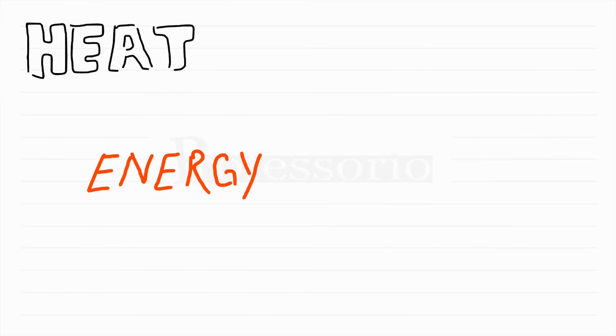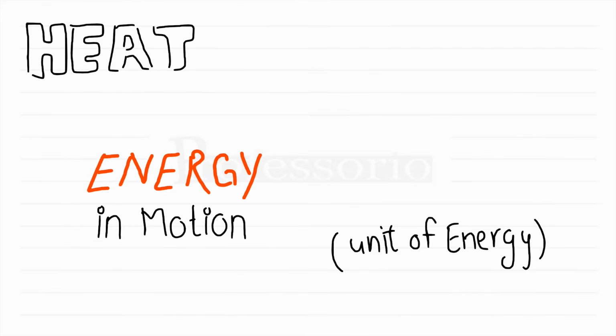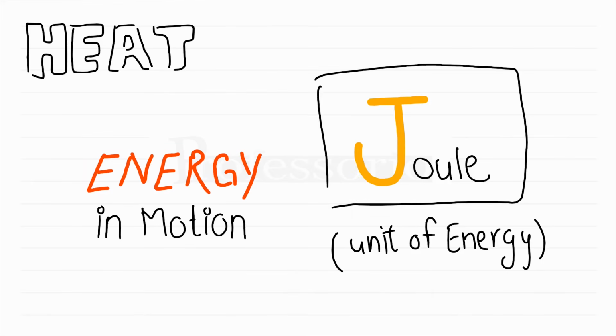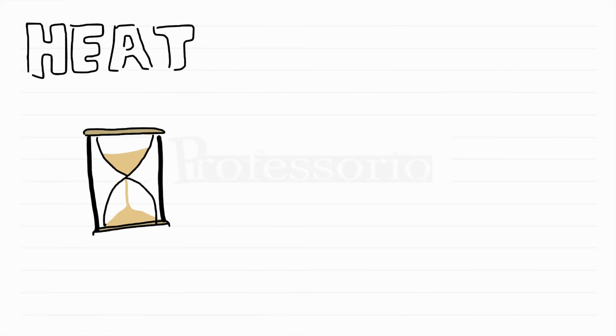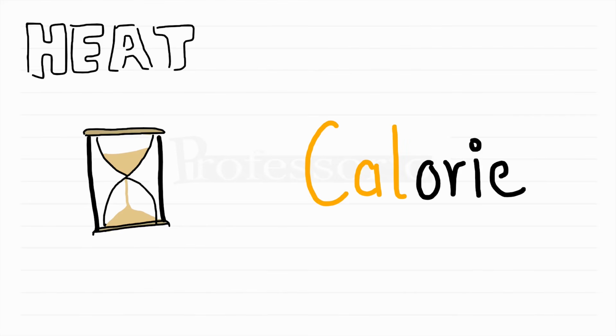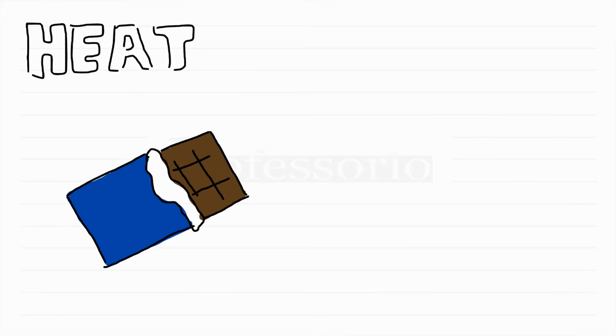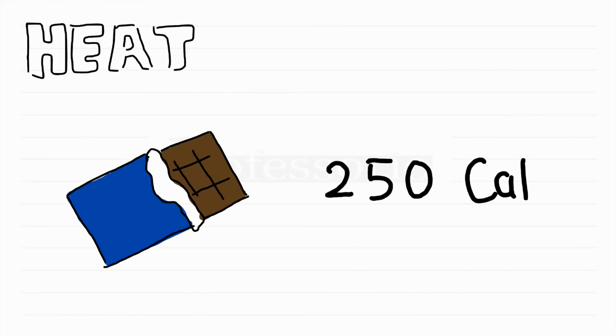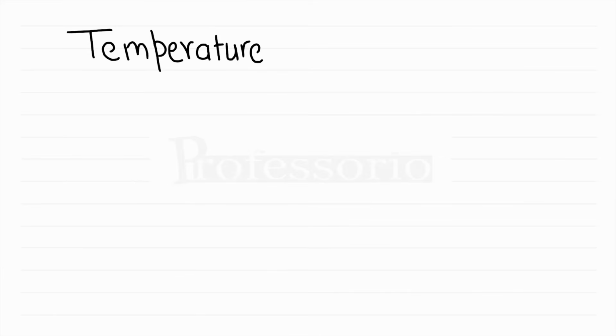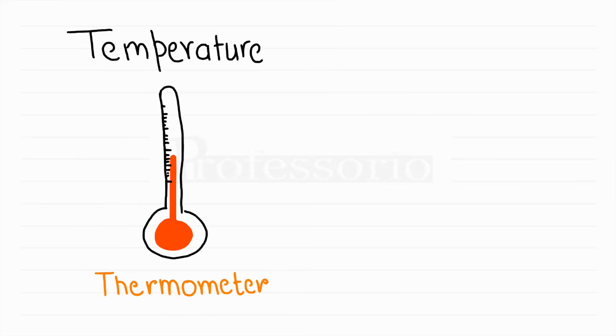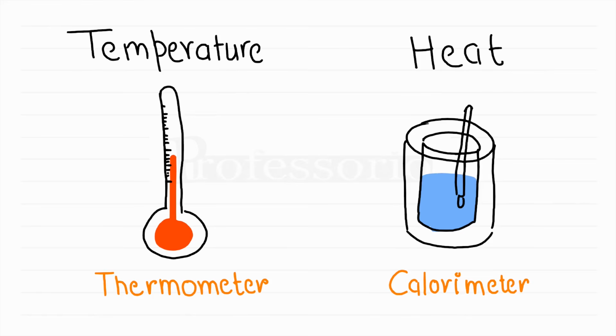And what about heat? Since it's a form of energy, which is in motion, we measure it using the standard unit for energy, the joule. In earlier times, people used another unit called calorie. It's still used today, especially when we talk about the energy in food. Like when a chocolate bar says 250 calories, that's really telling you how much heat energy your body gets from it. Temperature is measured using a thermometer and heat with a calorimeter.